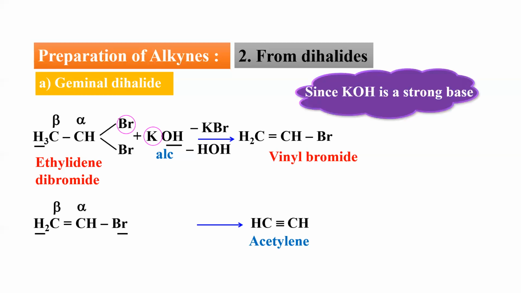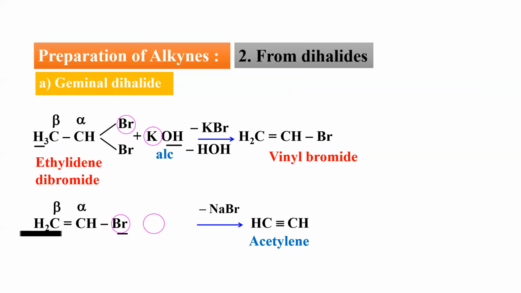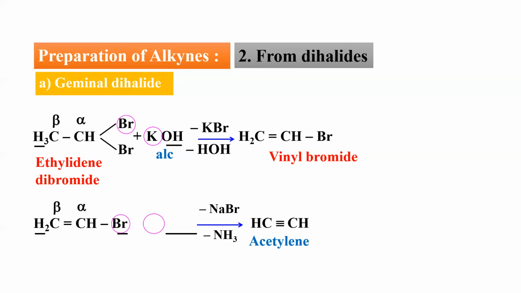Or we can also use sodium NaNH2. So when we use it, sodium will take away bromine to go out as NaBr, and NH2 will take away a beta hydrogen to go out as NH3, giving us acetylene.